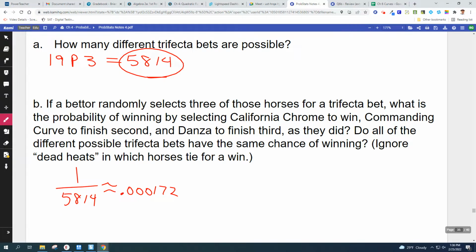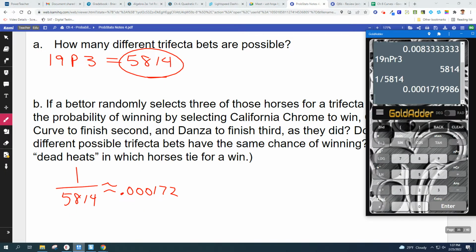So then the last part of this question says, do all of the different possible trifecta bets have the same chance of winning? And that's kind of a tricky question, I suppose. Does anybody think they can answer that? Okay, think about March Madness coming up. If we have 64 teams in the tournament, forget about the extra 4 or whatever, 64 teams in the tournament, and we're going to pick 4 to finish in the final 4. So if there are 64 teams, and I'm going to pick 4, I don't care what order it is.